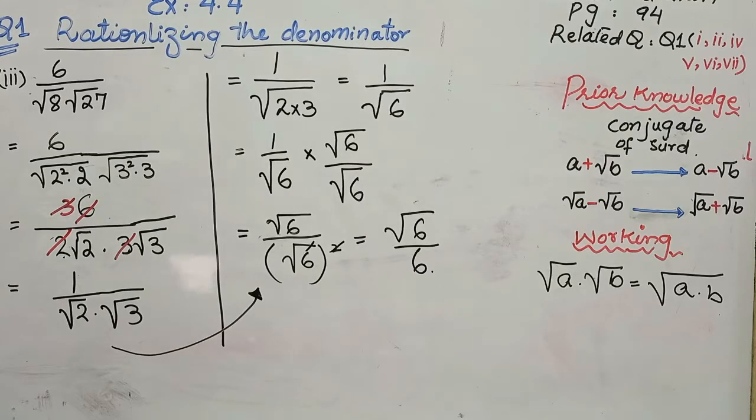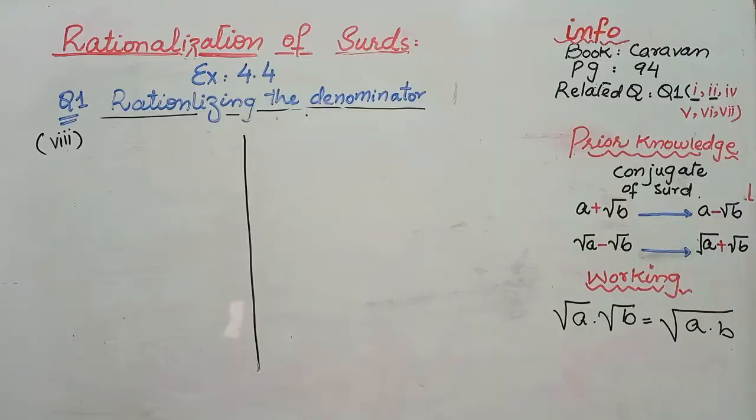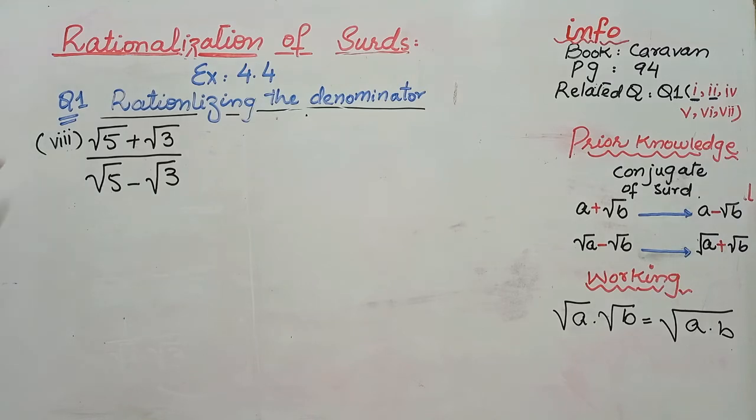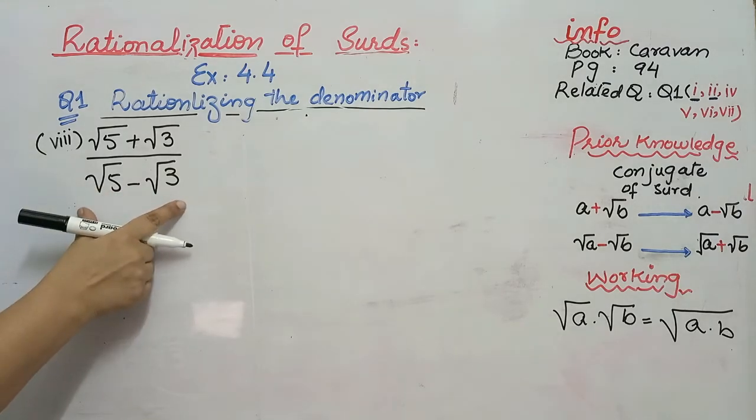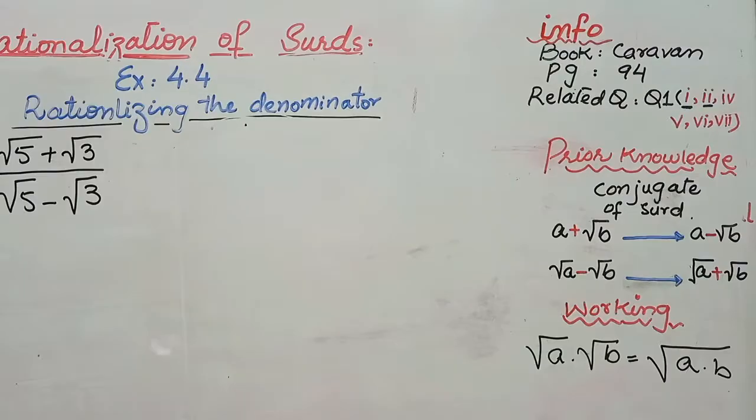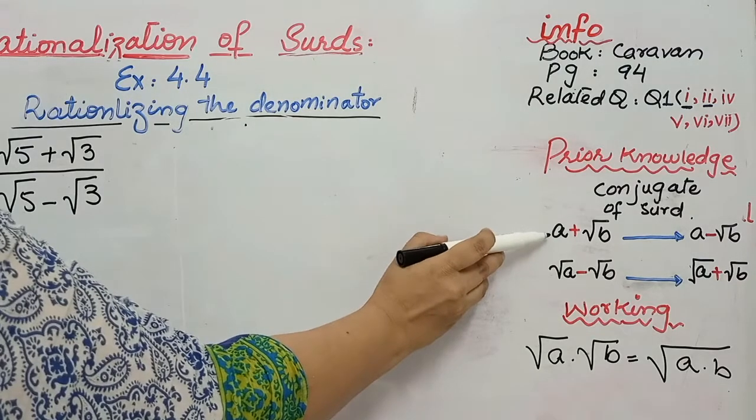The same questions you can solve, the first and second parts of question number 1, by following the same procedure. Now we are doing question number 1, its 8th part. Here you can see that the question is rationalizing the denominator. It means from a binomial term. So for the binomial term, how are we going to take the conjugate of a surd?